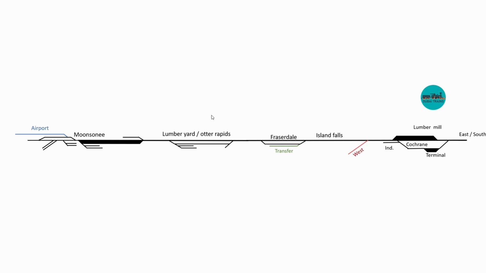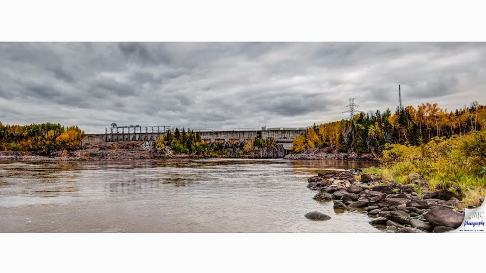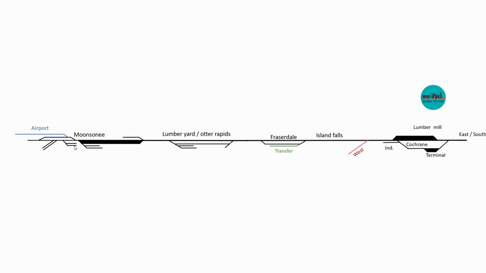Then we have this massive lumber yard. Also, Otter Rapids is here. The dam. The dam is really close to the railroad, so it would be nice if we can model that. And then last but certainly not least is Moosonee with all the industries, an airport, and also a seaport. So this is going to be the line diagram of the railroad.